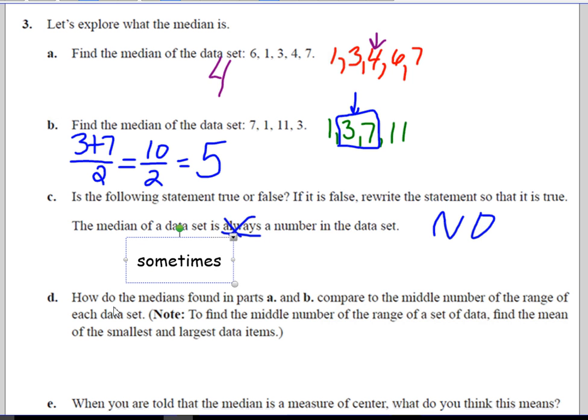And then how do the medians found in parts A and B compare to the middle number of the range of each data set? It says note to find the middle number of the range of the data set, find the mean of the smallest and the largest.